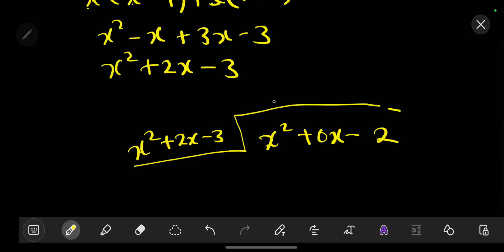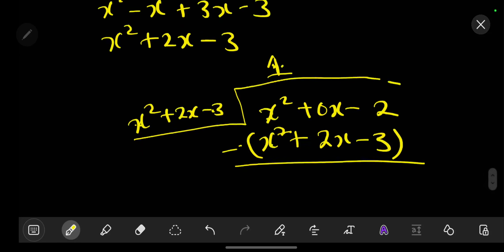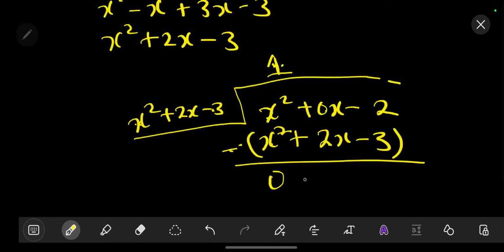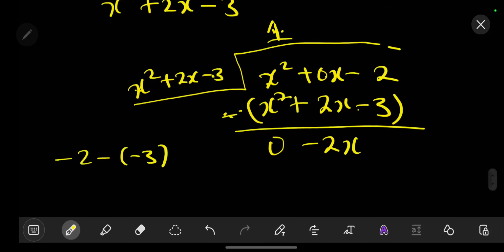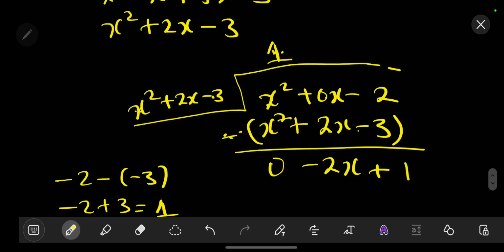Then x squared divided by x squared, that's a 1. 1 times x squared is x squared. 1 times this, it will give us a positive 2x. This times this, it will give us -3, like that. So with that said, we are going now to apply a negative. x squared minus x squared, that's a 0. 0 minus 2x, that will be -2x. -2 minus -3, it will be -2 plus 3, which is going to give us +1. So we are going to have +1. You cannot divide 2x by x squared, no.